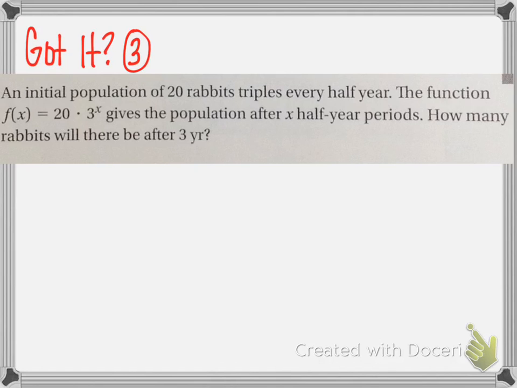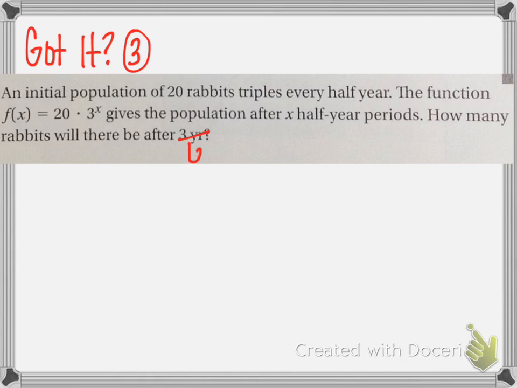I want you to do the same thing. They give you the formula for the population. That's every half-year period. How many rabbits will there be after 3 years? So how many half years is in 3 years? So there's 2 and 1, 4 and 2, so 6 and 3.